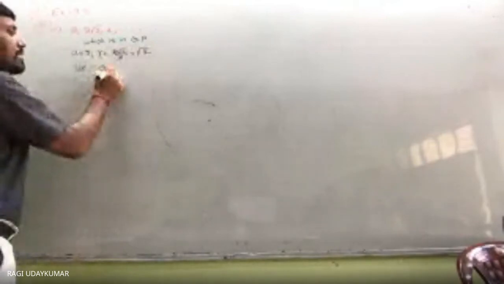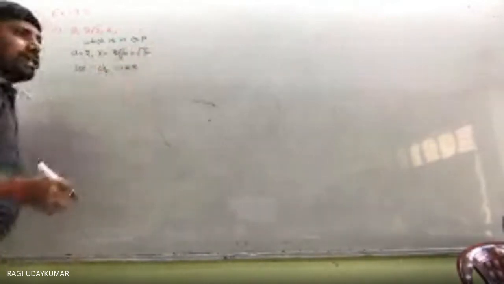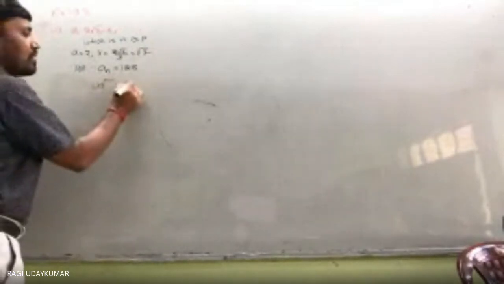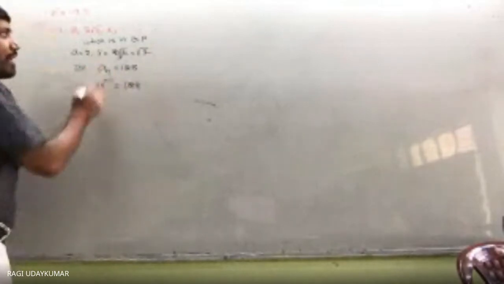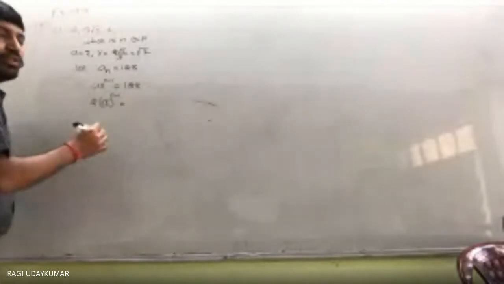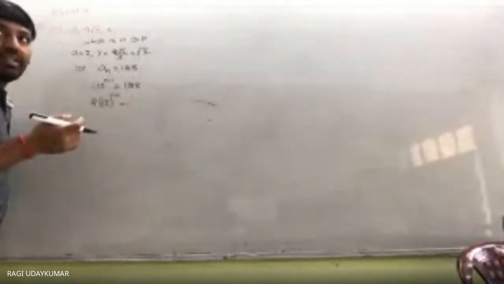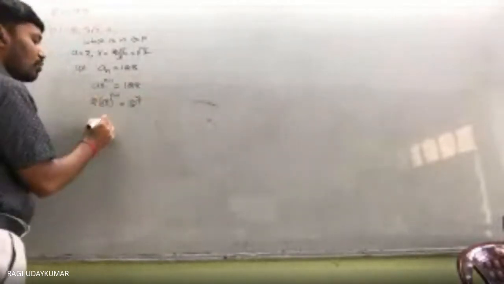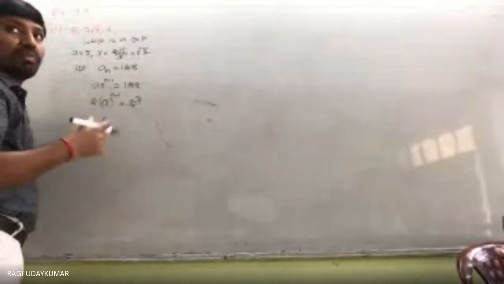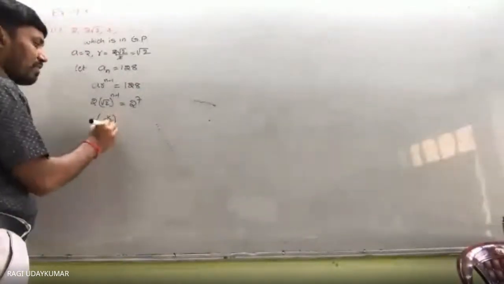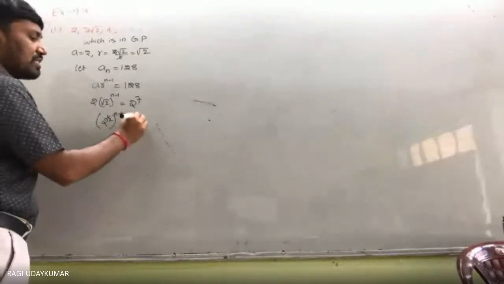Let a_n is equal to 128. Consider the nth term. Then what you get here? a r to the power of n minus 1 is equal to 128. The a value is 1, the r value is root 2. Root 2 to the power of n minus 1 is equal to 128, which is 2 power 7. Root 2 can be written as 2 power 1 by 2. So (2 power 1 by 2) whole to the power of n minus 1 is equal to this.